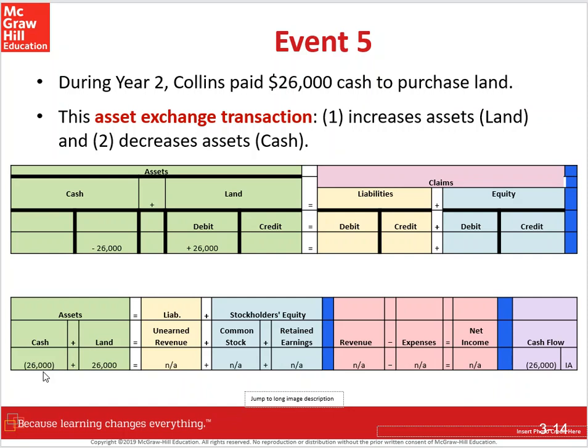So our debits do equal our credits, and we are in balance. We've got 0, right? Negative 26,000 plus 26,000. We've got 0 on the asset side and then nothing on the liabilities and equity side. So it is in balance. It's an asset exchange, and our cash flow type is IA. We're using our cash to invest in a long-term asset, so that's IA.